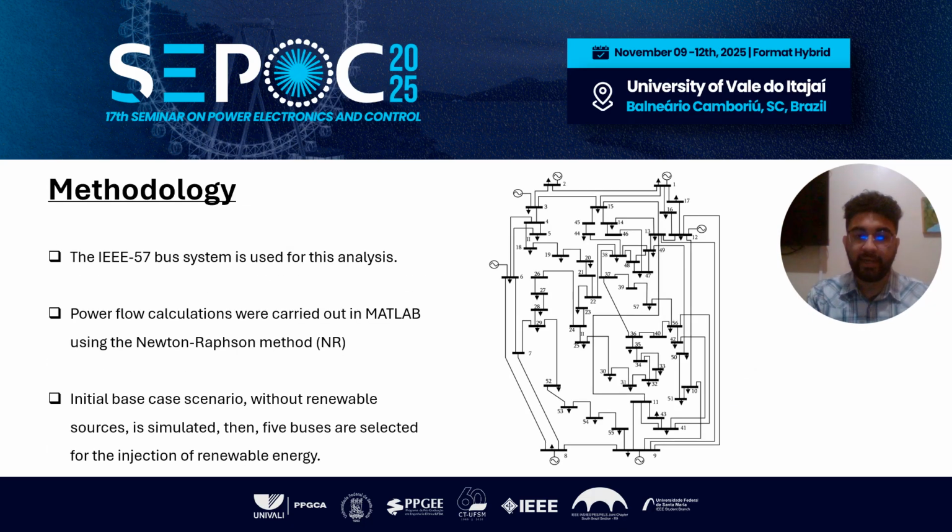Continuing with our route, the methodology that we use, as stated in the title of our work, is the IEEE 57 bus system. Our power flow calculations were carried out in MATLAB, and the method that we used was the Newton-Raphson method. First, we're going to have an initial base case scenario without any renewable sources, basically the IEEE system as it is. Later on, after calculating some information from the base case, we're going to select some buses to inject the renewable sources.